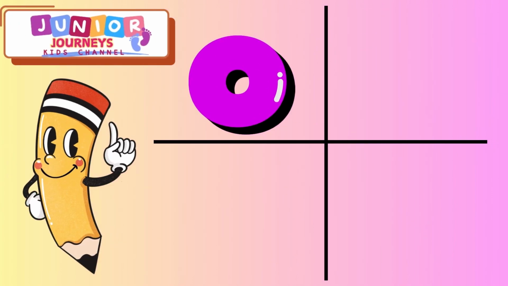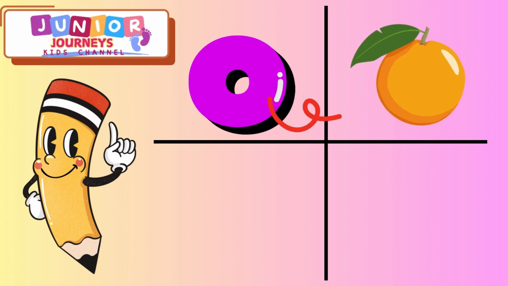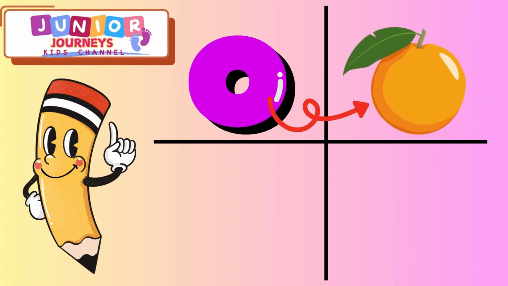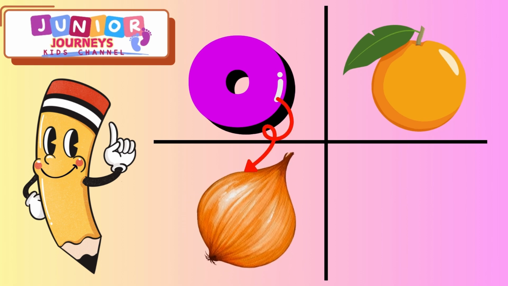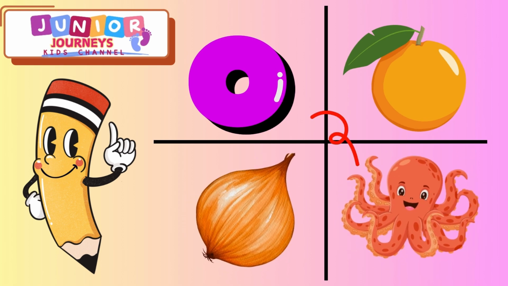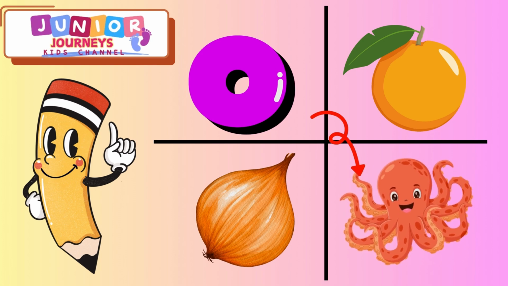Next letter is O. O. O is for orange. Orange. O is for onion. Onion. O is for octopus. Octopus.